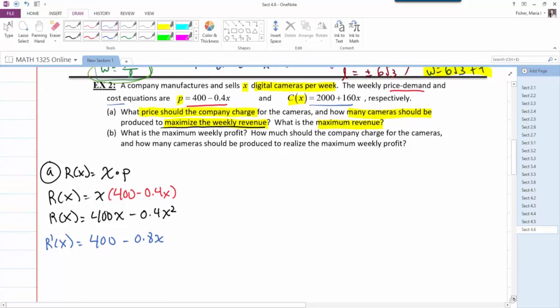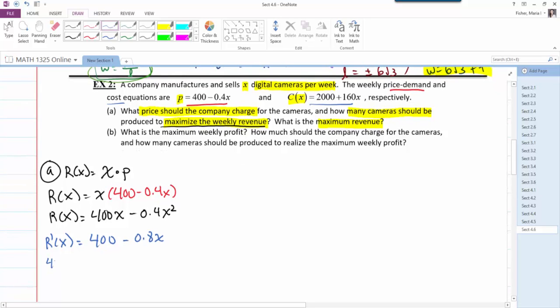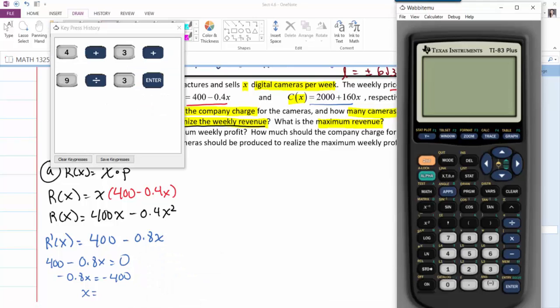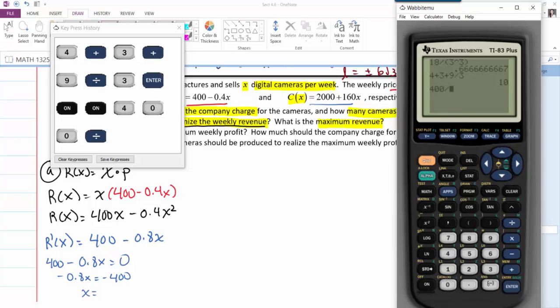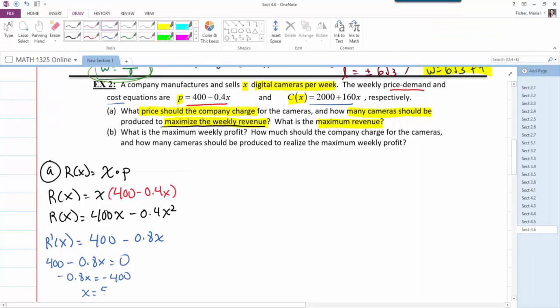Then I need to figure out where this is equal to 0. So 400 minus 0.8x is equal to 0. If I subtract 400 from both sides and then divide both sides by negative 0.8, we can do that on a calculator real quick. So negative 400 divided by negative 0.8, and I get x is equal to 500.